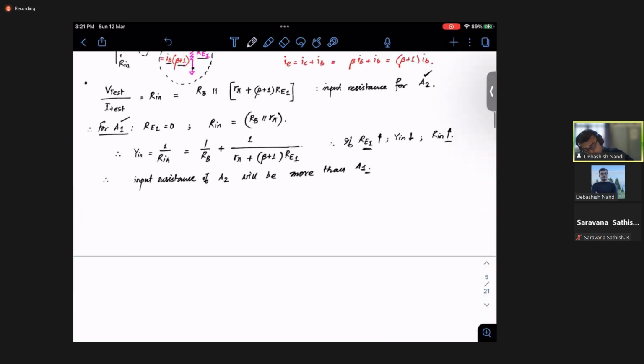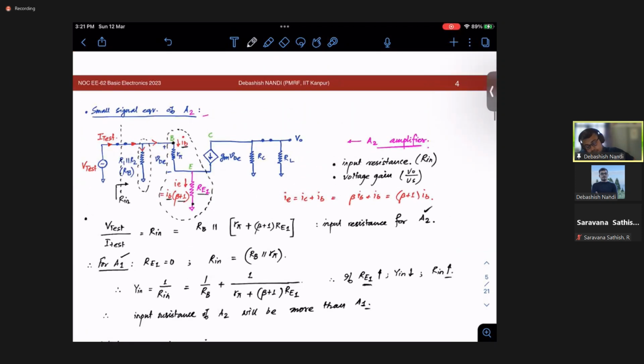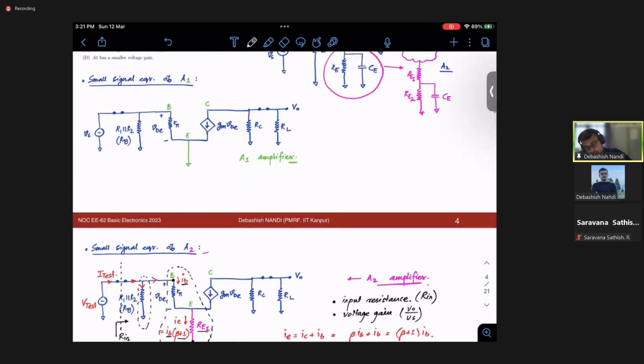Now, can you comment on the voltage gain? What about the voltage gain? Let me just copy this circuit.